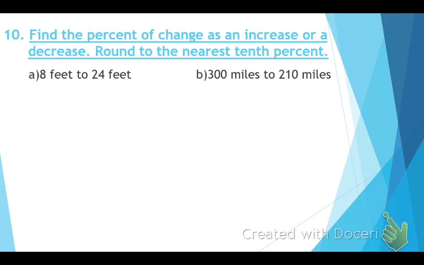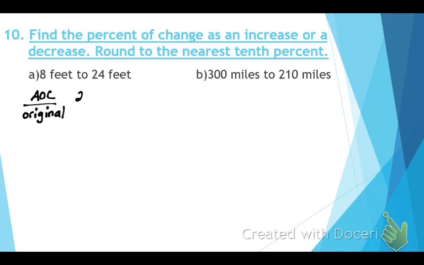Find the percent of change as an increase or a decrease and round to the nearest tenth percent. Let's imagine that there was a tree, okay? So the tree gets planted at 8 feet tall, but it grows. How much does it grow to? 24 feet. We're going to start with our formula. Fong, what's the formula for the percent of change? Very good. Everyone plug that in. Amount of change over the original. Remember to find the amount of change, you'll take the bigger number and subtract the smaller number.